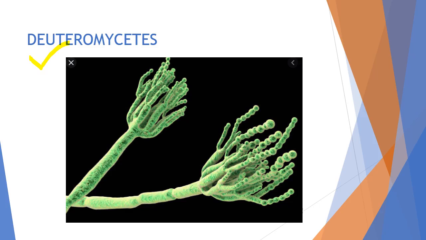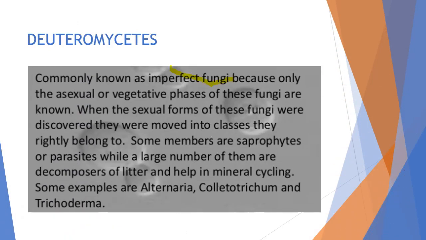According to him, when he made the classification, he was unable to identify the sexual reproductive phase. So he grouped those fungi whose sexual cycles were not known into a single class, and he kept the name imperfect fungi. But later on, after identifying their sexual phases, he transferred these fungi into other groups like Ascomycetes and Basidiomycetes. So up to the time he didn't identify their sexual phase, he classified them into the Deuteromycetes, in which only the asexual cycles were known. Okay, it's given here. It is called imperfect fungi because only the asexual or the vegetative phases were known. The sexual phases were not discovered at that time, and when they were discovered, the fungi were classified into the Ascomycetes as well as the Basidiomycetes.